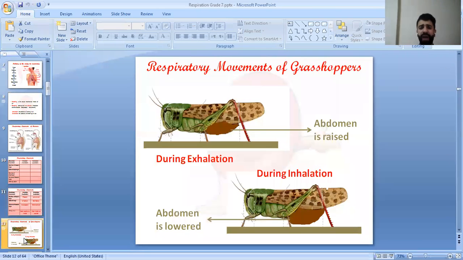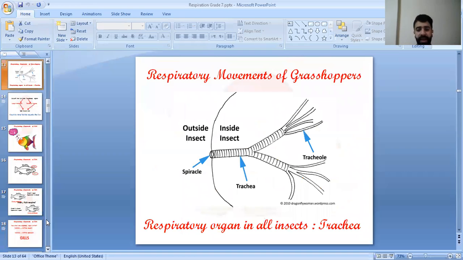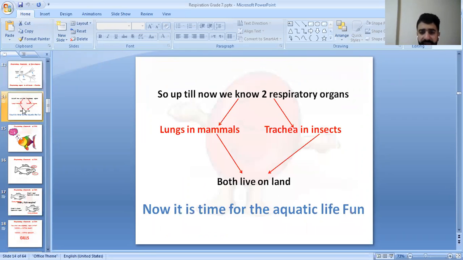Grasshopper: you have to know that during inhalation, the abdomen in the grasshopper is lowered, as seen in this figure, while during exhalation, it is raised. You have to know that the respiratory organ in all insects is the trachea. That's why they have a special type of respiration, which is called tracheal respiration. The air enters through the spiracle to the trachea and then moves to the tracheoles. You have to know about the animals that live on land. In mammals, we have lungs. In insects, we have trachea. Both of them live on land.